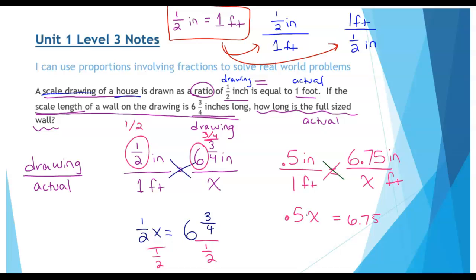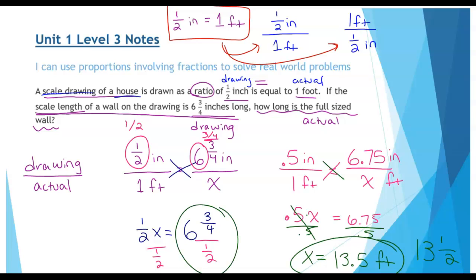Now to undo multiplication, I divide. So 6.75 divided by 0.5 to each side. We get 13.5 feet. That's what we should have gotten here if you tried it with your fractions.